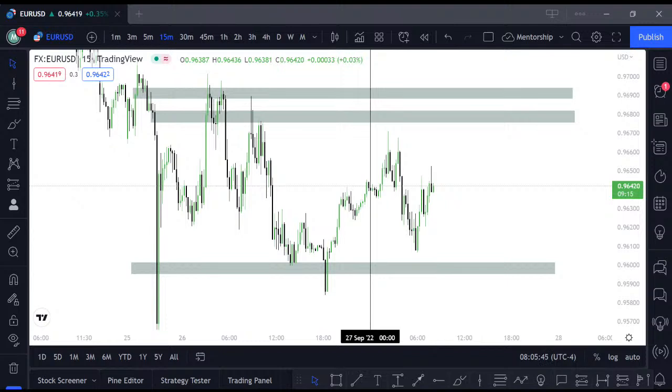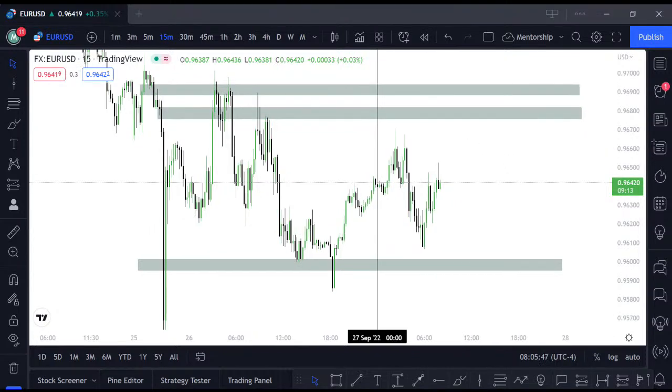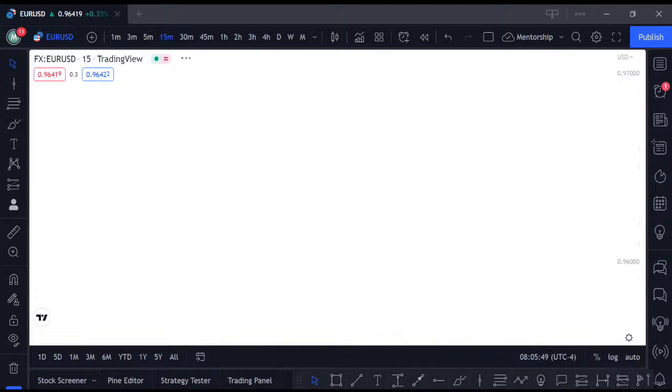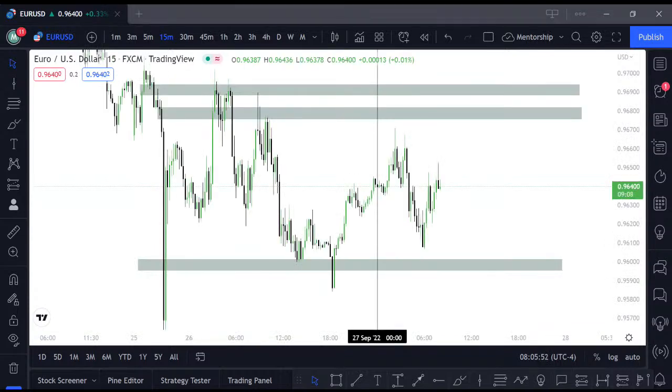So let's get started. Let's proceed. This is the euro dollar. I will not be able to hear everyone, but whoever wants to share something with me, please go on.